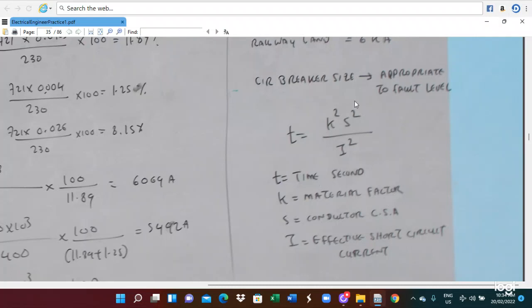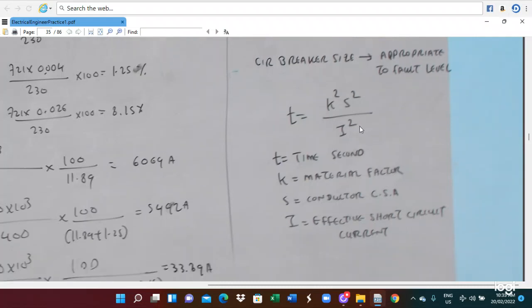So this is the formula we have to utilize. In this case, t equals k squared s squared divided by i squared. t is the time in seconds, k is the material factor, s is the conductor cross-sectional area, and i is the effective short circuit current. So this formula can be utilized to determine how much time it takes for the circuit breaker and protective devices to operate. So the protective device operation time t depends on the material factor, the conductor cross-sectional area, and the effective short circuit current.